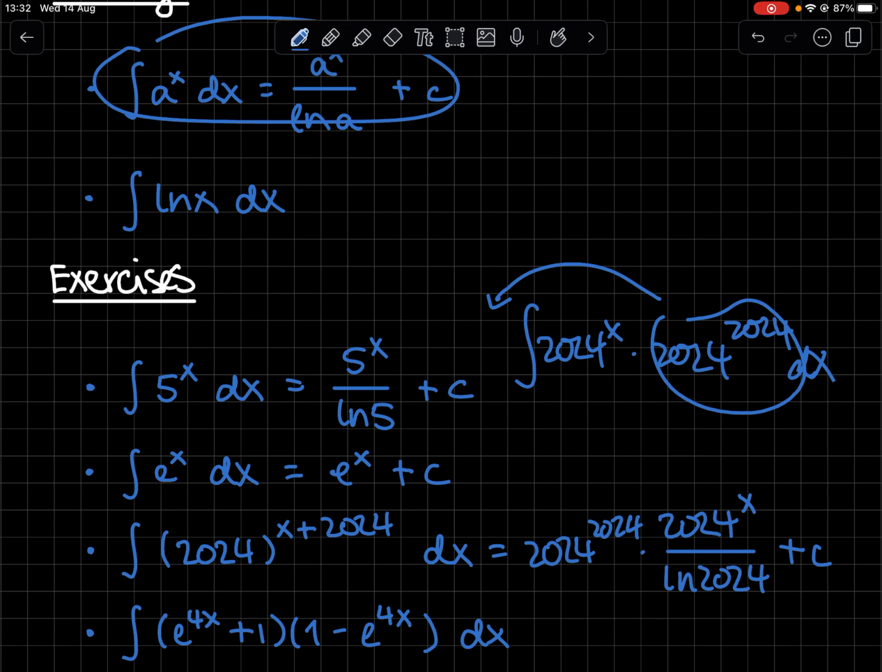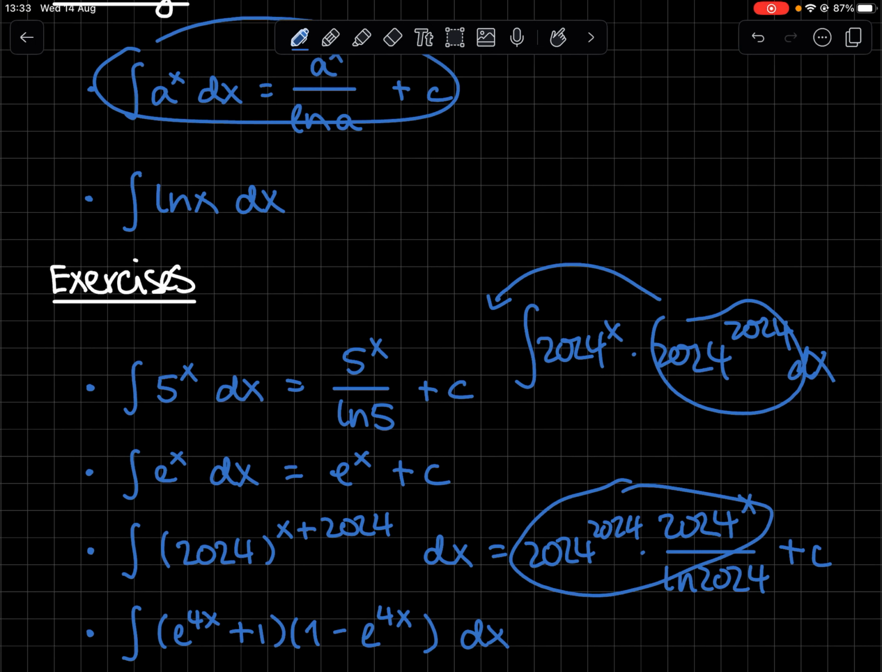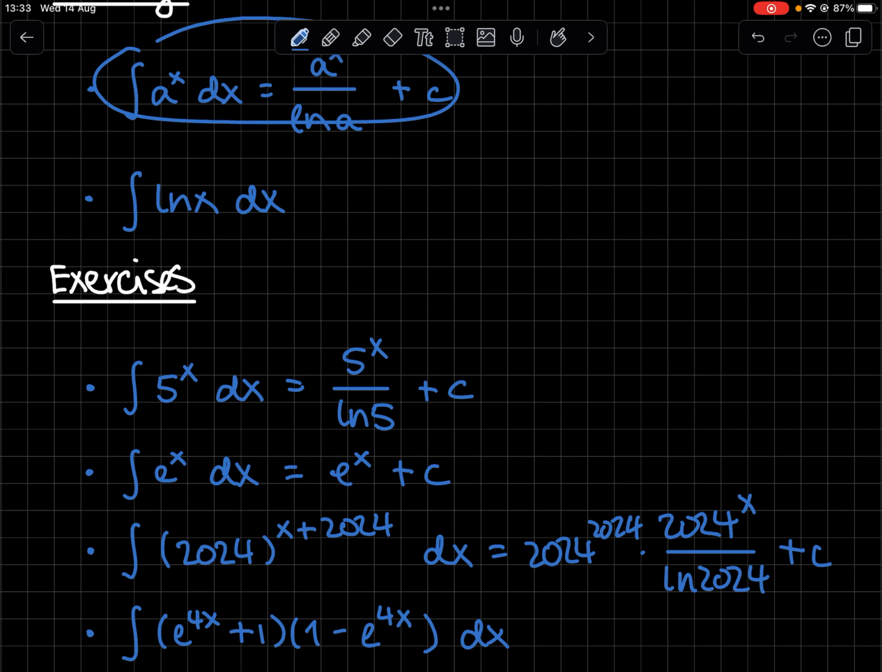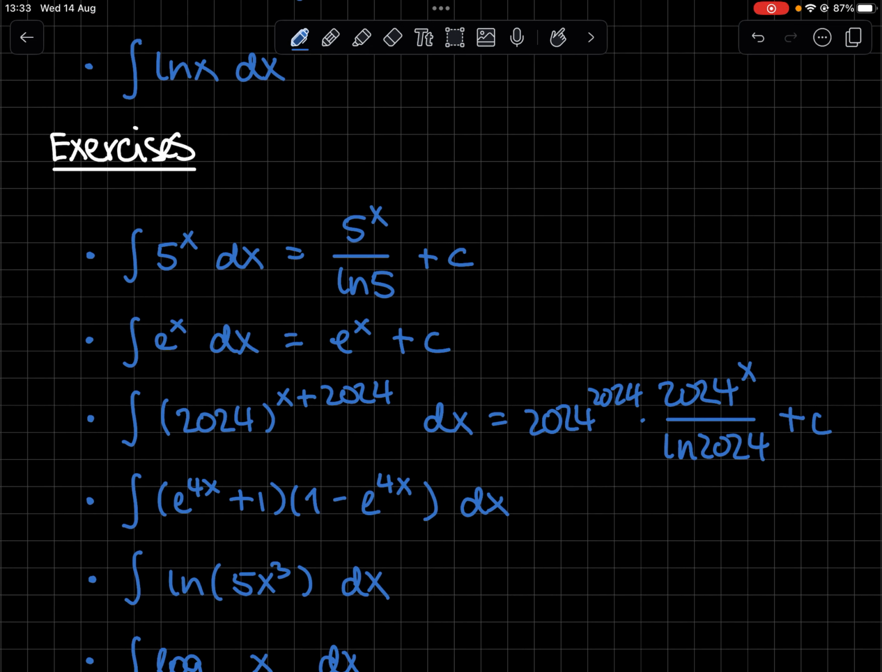And yeah, now you have the same base over here, and the two are multiplied, so you could combine this into a single 2024 to the power of 2024 plus x, but I'd say you don't have to do that. I'd say this form is simple enough. It's up to you. So let's just move on to the next one.